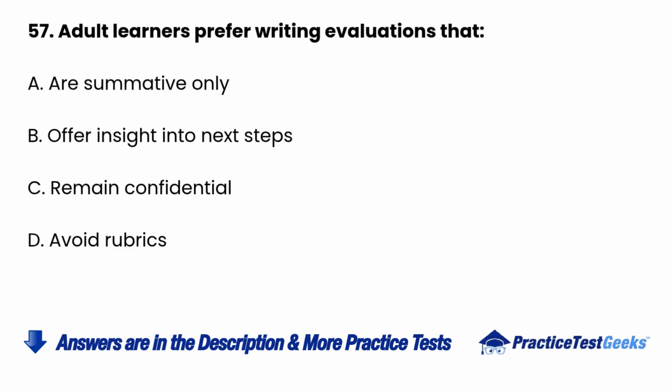57. Adult learners prefer writing evaluations that: A. Are summative only. B. Offer insight into next steps. C. Remain confidential. D. Avoid rubrics.